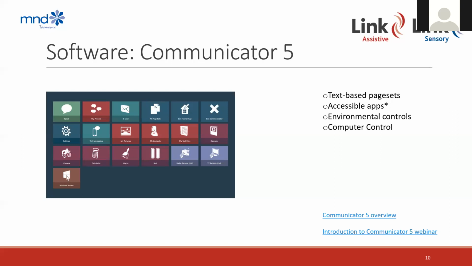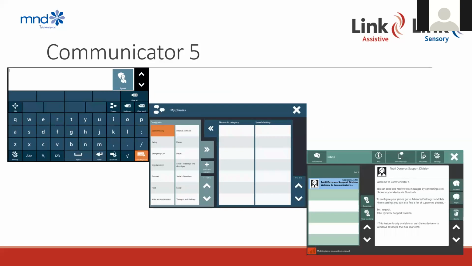There's also grid sets that allow for environmental and computer control within Communicator 5 as well. So this slide just gives you a little bit, I guess, of a visual of what that software looks like. It is quite a standard layout. There are a few different keyboard options in terms of a few different sizes, but basically, what you see is what you get. It's set up in this way. You can obviously customize your phrases and things like that, but you can't necessarily redesign what Communicator 5 looks like.